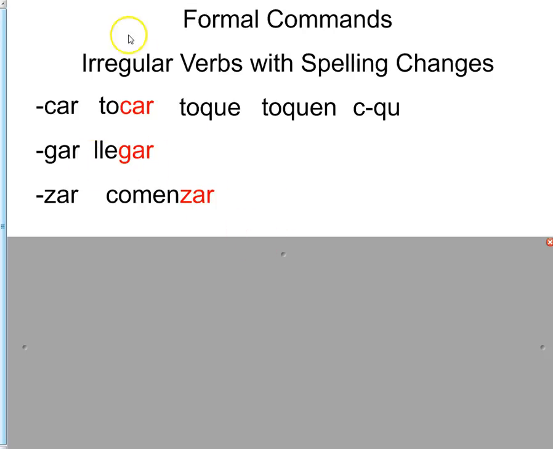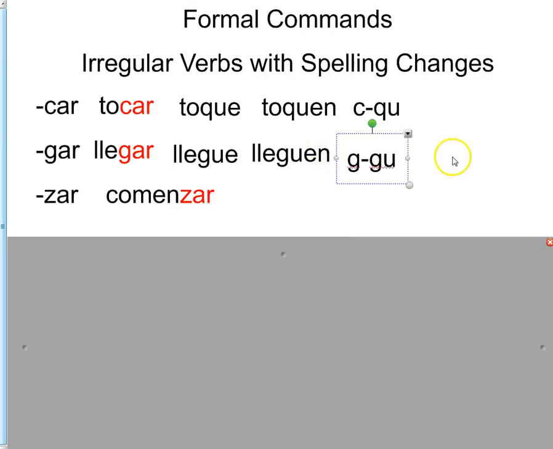So llegar has a similar problem. When we change it into the formal command, we take off the AR, and we add an E as our ending. Well, this would sound like this, "llege." And we want this original hard G sound in Español. So what we're going to do is add a U in there. So we're going to have "llegue," or the ustedes form would be "lleguen." And so therefore our rule over here, we can write down that the G, we're actually going to change to GU. We're going to make sure that we have a U included in there.